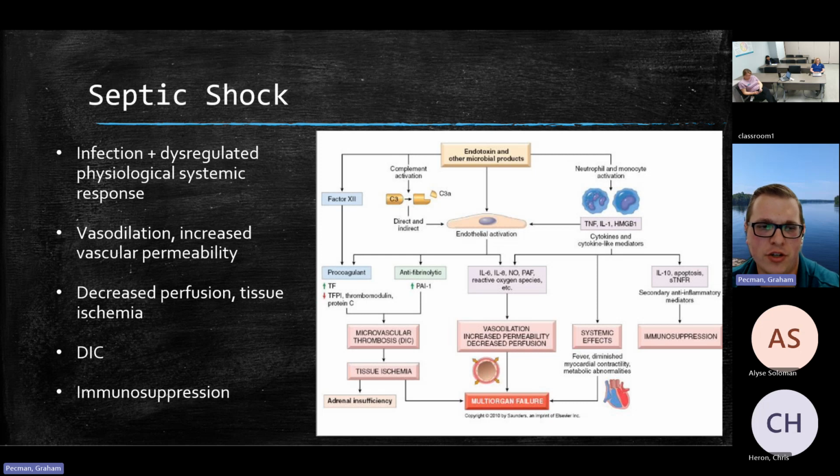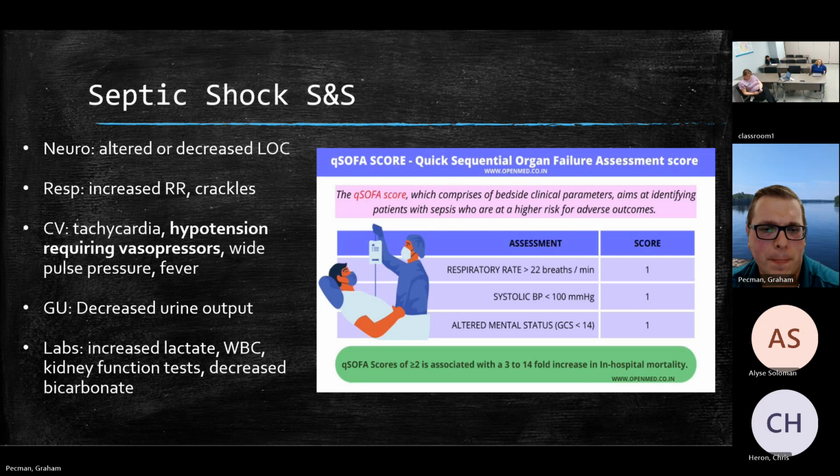So like profound vasodilation and increased vascular permeability that results in peripheral tissue ischemia. DIC is another characteristic of septic shock, mediated by some of these endothelial responses. You see this on this chart here. And then further immunosuppression, and then MODS. But like I said, the symptoms and signs of septic shock, neurogenic shock, and anaphylaxis once we reach this shock state is quite similar.